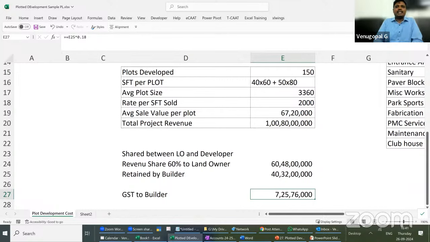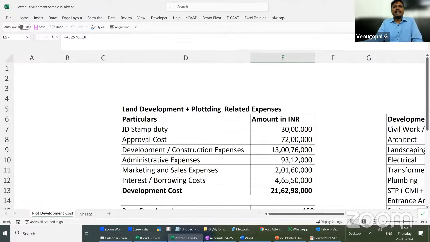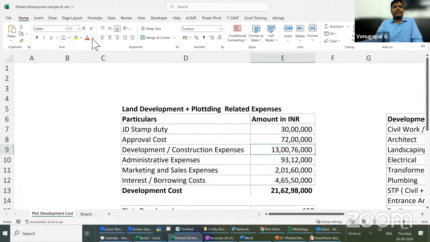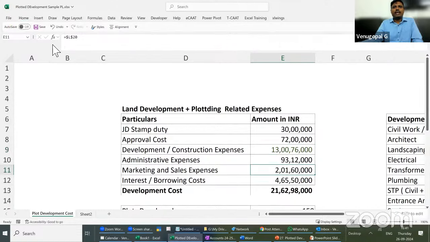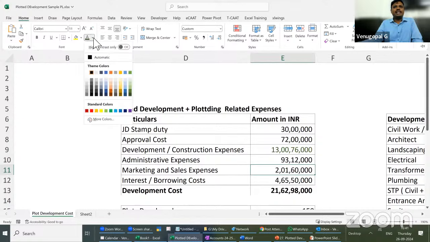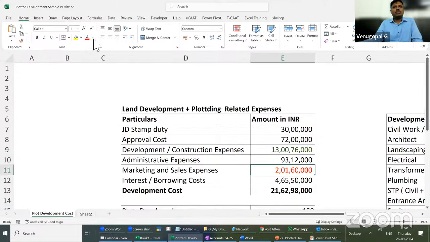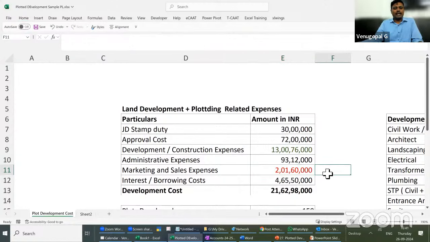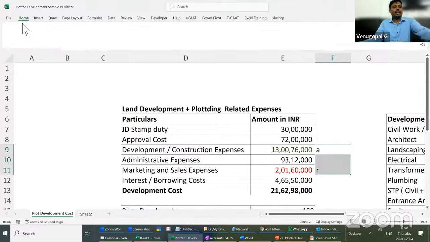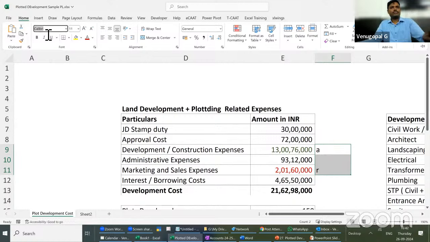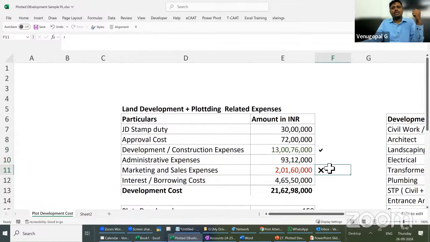Can he take input tax credit? Answer is yes. He can take the input tax credit of the development cost. While he is not eligible to take any input tax credit on the sales and marketing cost, because this is towards the sale of the land, so he cannot take an input tax credit of it, while he can take an input tax credit of the development cost. Right? So this is another thing one should be aware of.